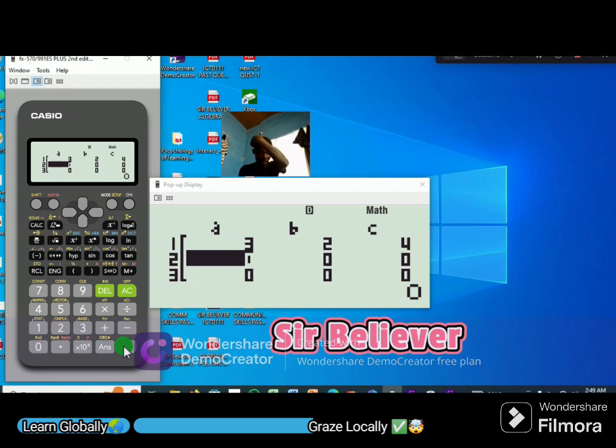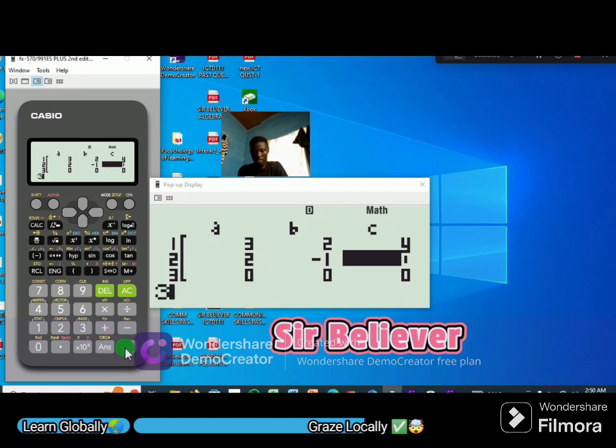Then it will move to the second column. The coefficient of X, which is supposed to be our A on the calculator, is 2. So we press 2, then we press equal to. The coefficient of Y over there is minus 1, so press minus 1, then we press equal to. Then move on to the C, which is supposed to be 3. Then the last part is 4.